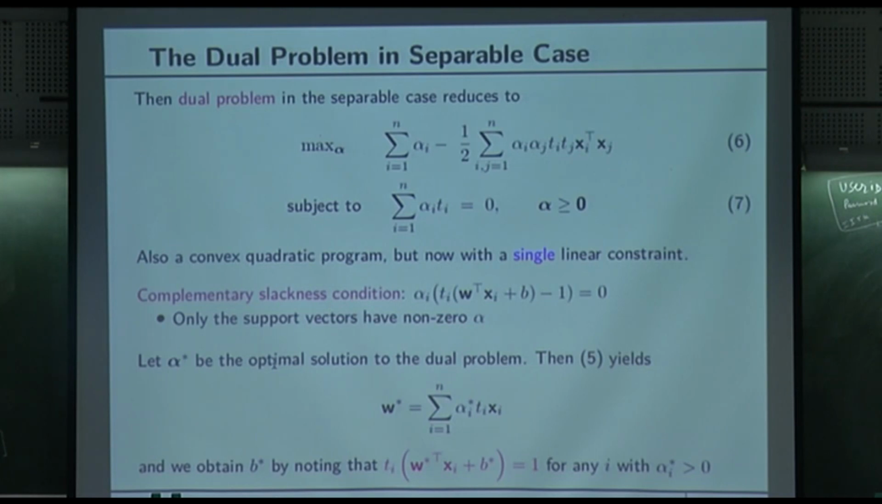I can solve for this and set it equal to 1. Here I'm saying that you obtain b star by noting that this must be equal to 1 for any I with alpha star I greater than 0. Pick any I that you like with alpha star I positive, and you get that solution. Mathematically this is exact. This is what you would do. Computationally, is this a good idea? From a computational perspective, how would you solve this problem? Would you pick it this way, or would you do something else?